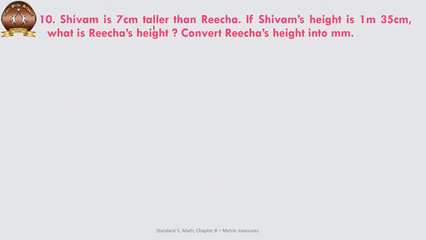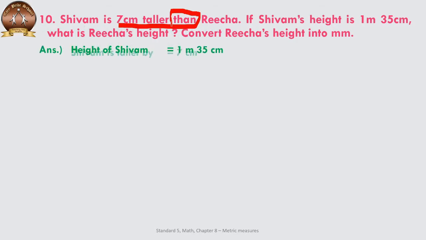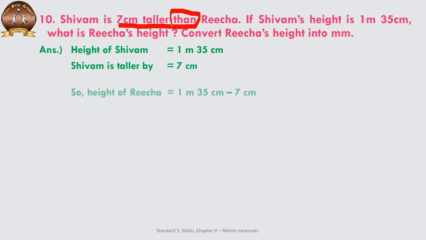Now they have said that it is 7 centimeter taller than. When the word comes than, we have to subtract. Now these few and than are the keywords that you have to look into to know the operation. Now what is the height of Shivam? It is 1 meter 35 centimeter. It is taller by how much? 7 centimeter.